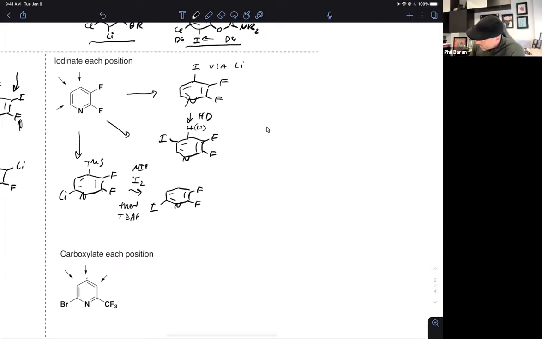Normally people use NIS here, but I guess you could use I2. And then finally TBAF, remove that blocking group. Fantastic. Great. How about a question?